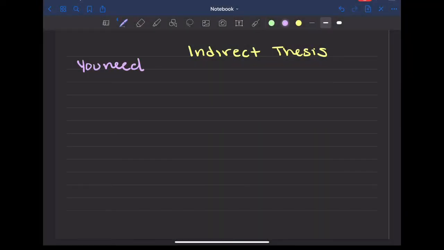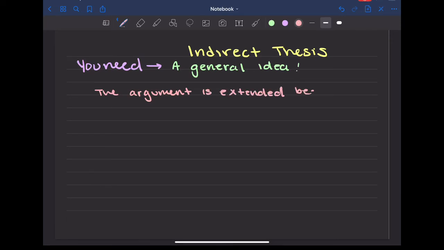Now let's move on and start discussing what an indirect thesis statement is. Usually an indirect thesis statement is a general idea. This means that the indirect thesis statement does not limit the argument to 3 paragraphs. In fact, the argument is extended because it is not limited to 3 body paragraphs.